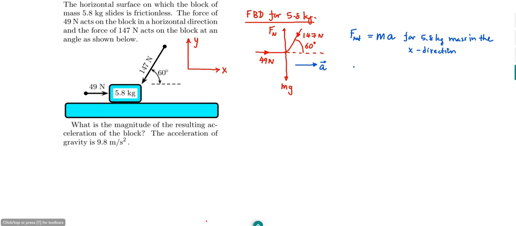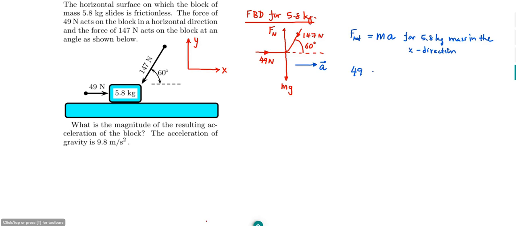So I have 49 newtons, that is in the positive direction. Mg, that is vertical. There's no component for the x direction. Fn, that is also vertical. There's no component along the x direction. But when we consider 147 newtons, we can see there's this adjacent angle, right? 60. So as a result, there's going to be a component to the left from the 147 Newton force.